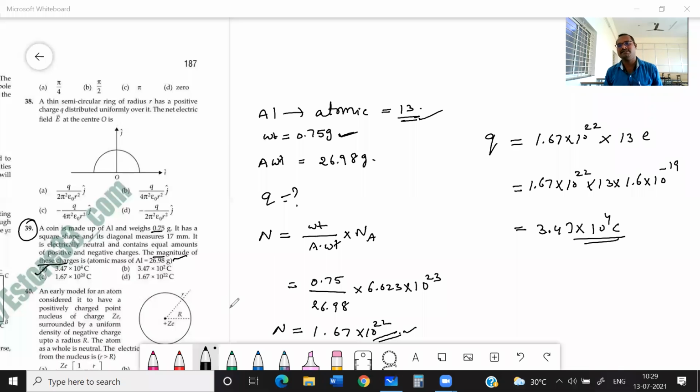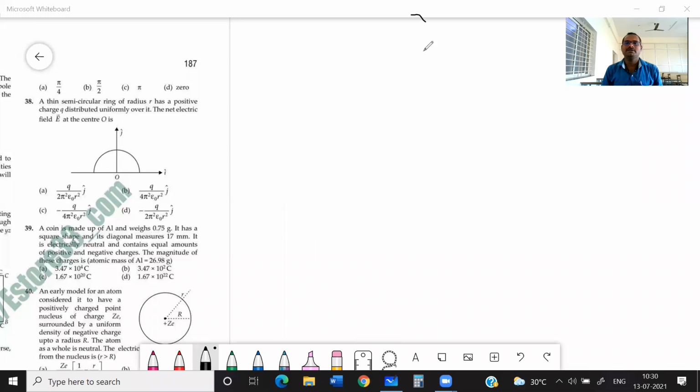Clear? I hope you understand it clearly. A little bit of chemistry concept is also included in this. You need to remember all these formulas. Yes. Now let us move on to the next question.